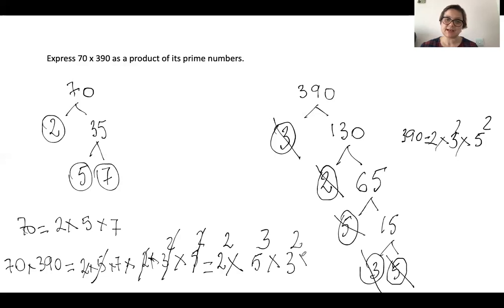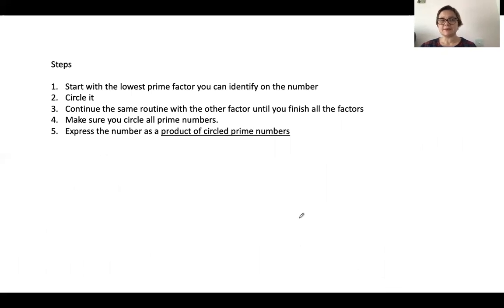But you see, crossing out made me realize that actually I'd left the 3 to the power of 2 without being used. So it is very important. So this is how we express 70 times 390 as a product of its prime factors. So it's 2 to the power of 2 times 5 to the power of 3 times 3 to the power of 2 times 7. So these are the steps.